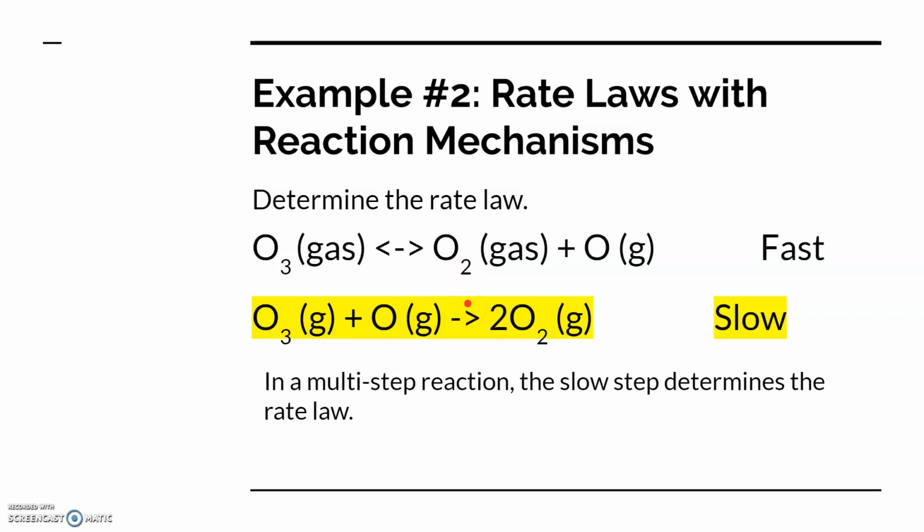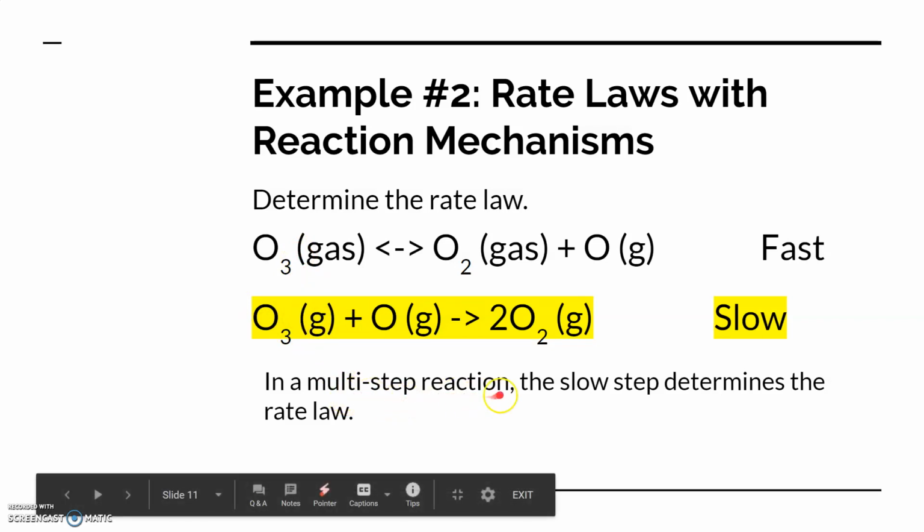So you might be asking yourself, when doing the rate law, which set of reactants do you use? Well, in a multi-step reaction, the slow step determines the rate law. So this step determines the rate law. Okay, so you're probably thinking that this must be our rate law, right? I mean, it's a good guess since you're using the reactants of the slow reaction. However, this is not the correct rate law.